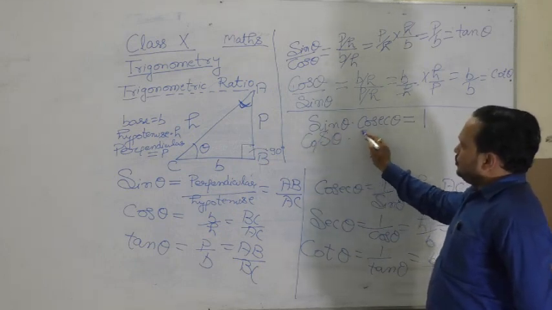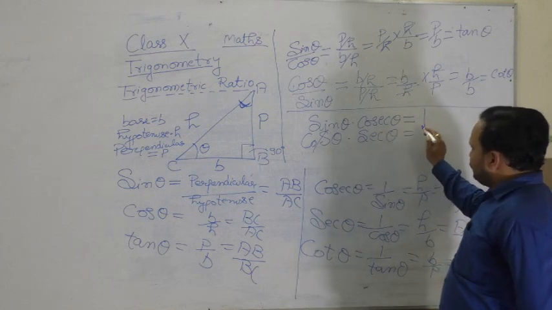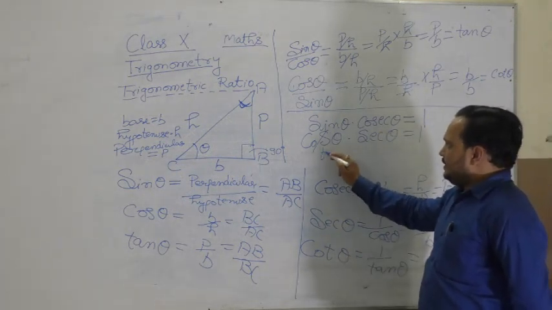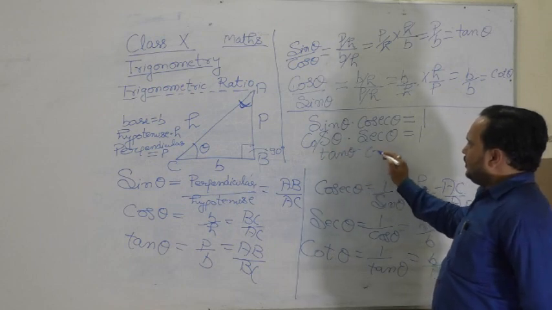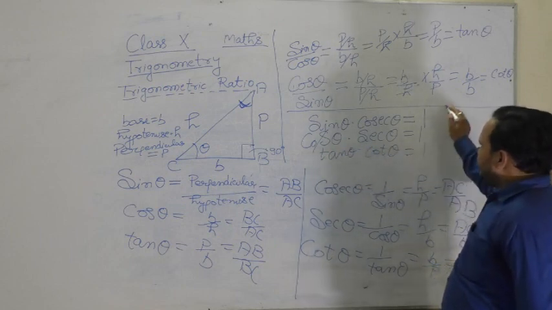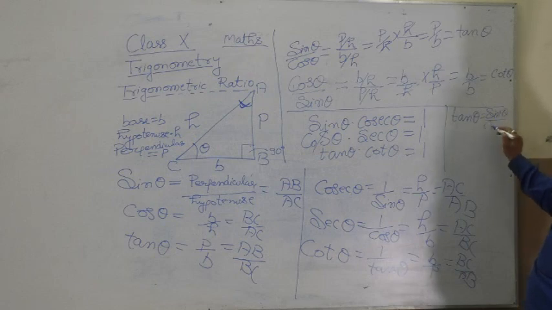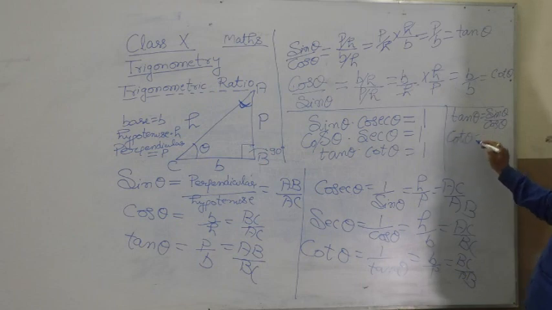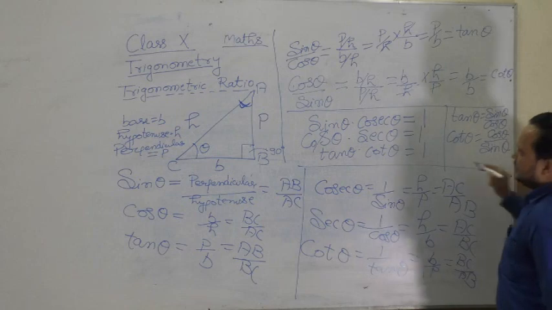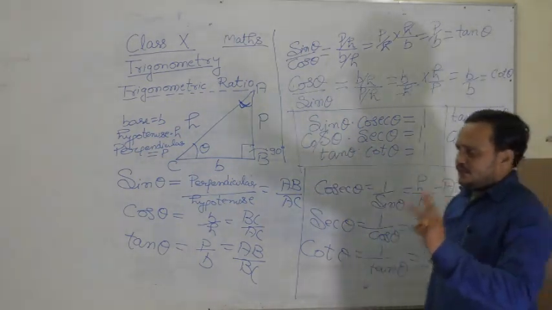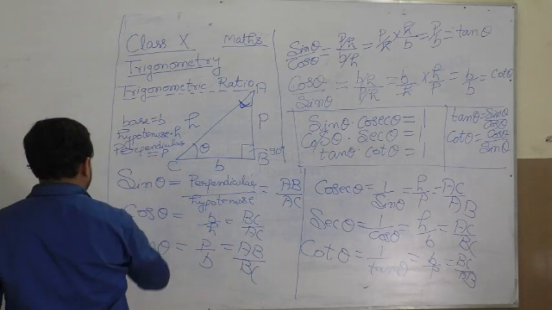Cos theta into sec theta equals 1, and tan theta into cot theta equals 1. These are certain results, and before that, tan theta equals sin theta by cos theta and cot theta equals cos theta by sin theta. These are certain results.